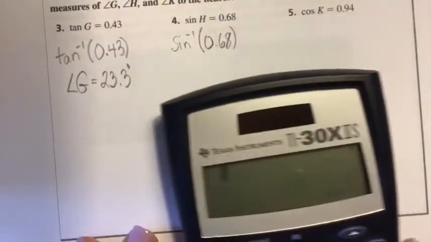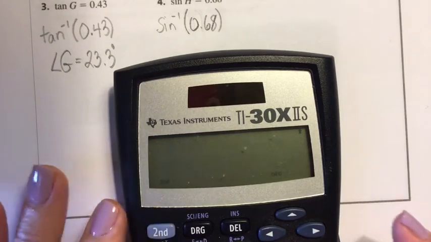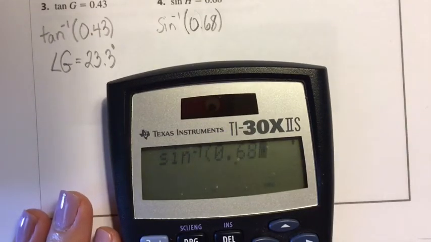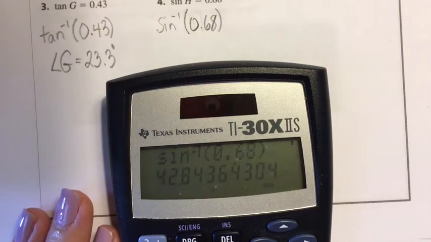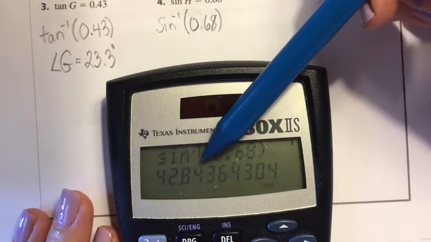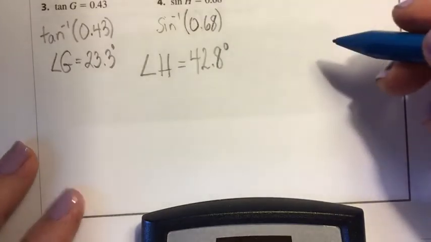To type it in, I will type second sine, that's inverse sine, 0.68. I always try to close the parentheses. Press equals. I get 42.84. Angle H is going to equal 42.8 degrees.